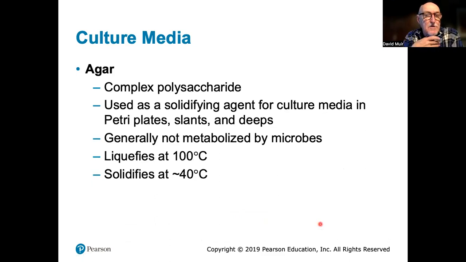This agar is extracted from seaweed, and it's a very complex polysaccharide. We use it in most media because there are very few bacteria, unless they are from marine systems, which are able to break down agar. So it is maintained as a solidifying agent. We can also solidify with gelatin, but gelatin is an animal product. It's jello, right? And many bacteria digest it very, very easily.